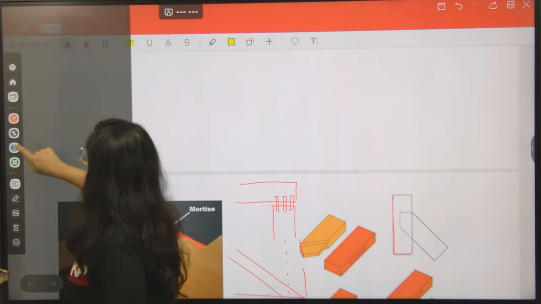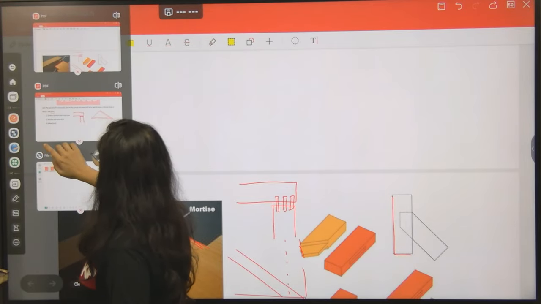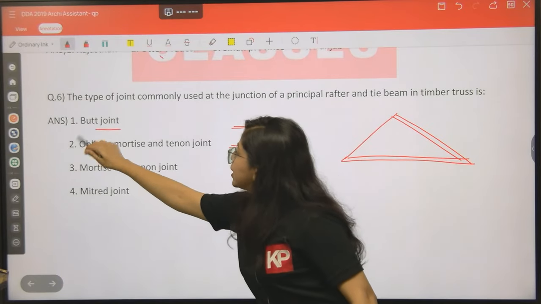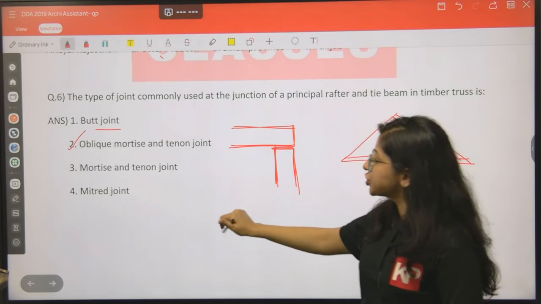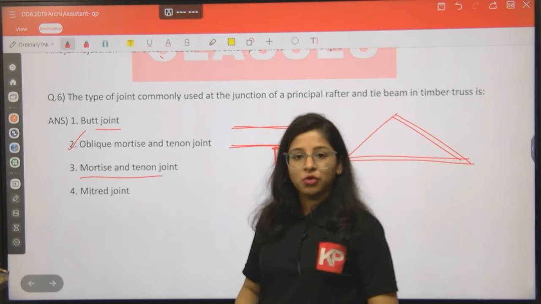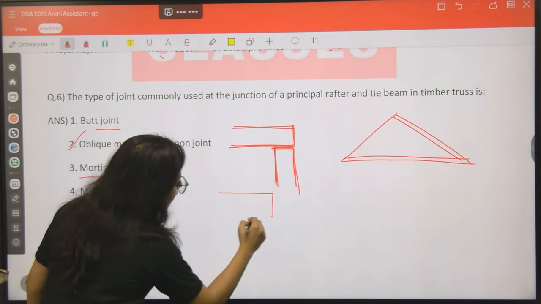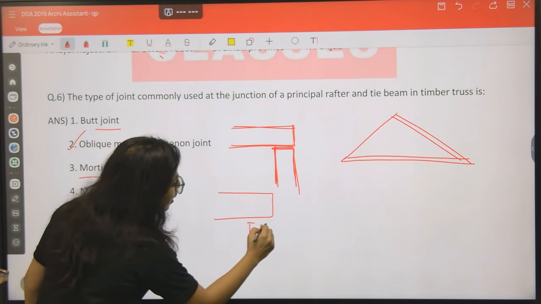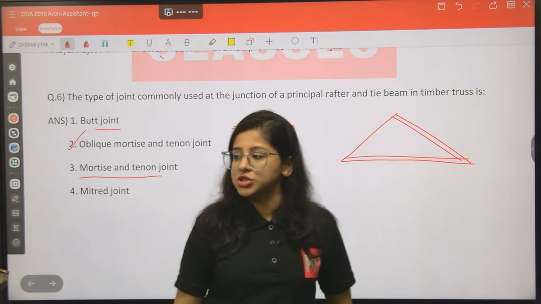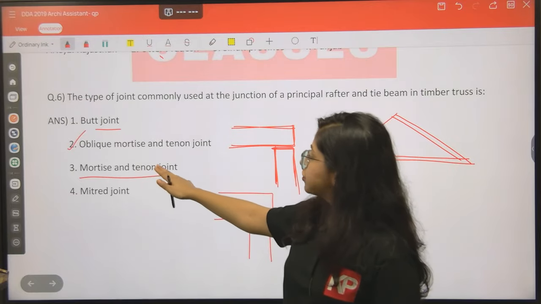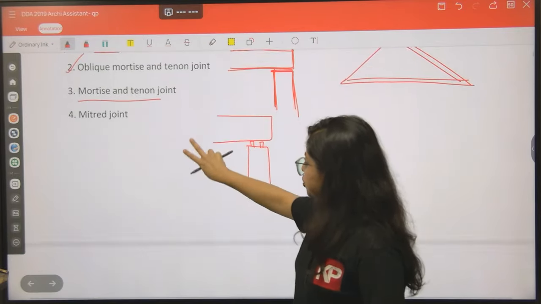One more joint, was it? Mitered joint? Let me just have a look. Yes, butt joint, definitely butt joint is not there. So oblique mortise and tenon joint will be there. Mortise and tenon joint won't be there, okay? And mitered joint is what? Basically, you have one like this, and in the other part you have these kind of extensions which are coming out. So that is kind of mitered joint, okay? So definitely that is also not the answer. So for this particular question, your answer will be number 2, oblique mortise and tenon joint, okay?